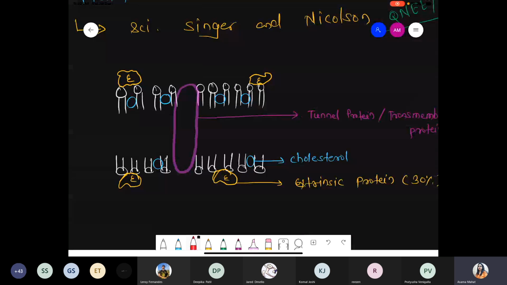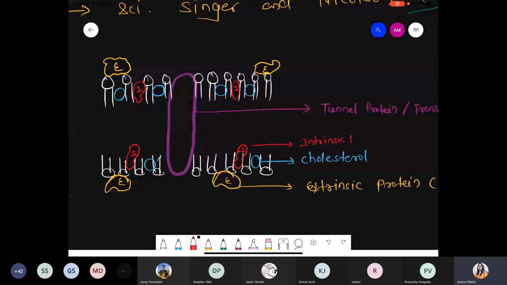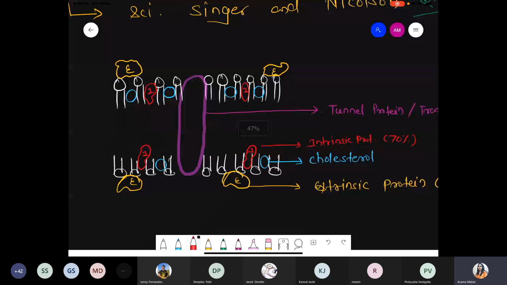So that was the extrinsic protein. Now the next protein is the intrinsic protein. Komal, it's opening now, don't worry. This red color is the example for I. I is the intrinsic protein, so I'm writing I. And the intrinsic protein concentration is quite high, approximately 70%. Okay, so we will draw the tunnel protein, intrinsic protein, cholesterol, as well as the extrinsic protein.